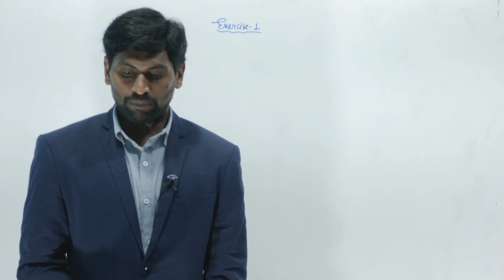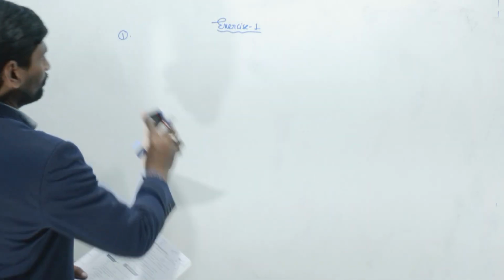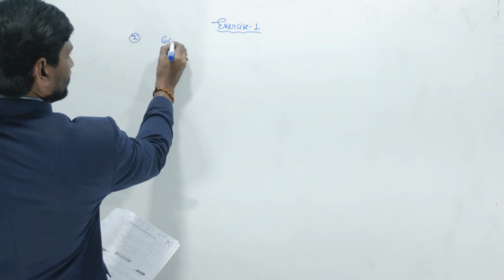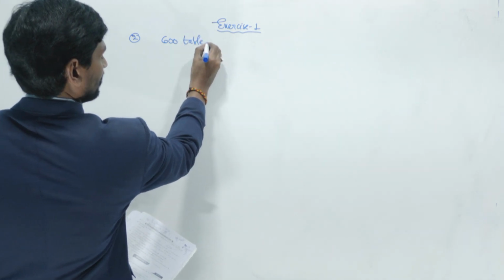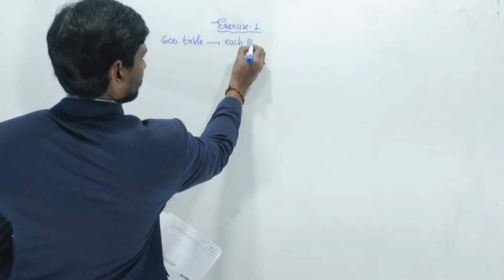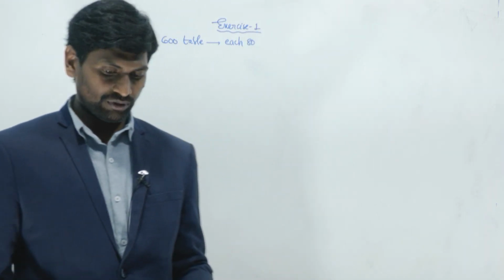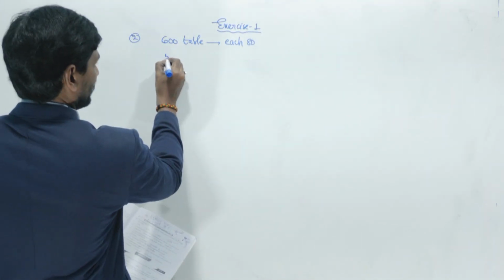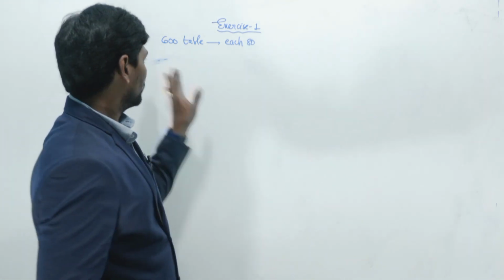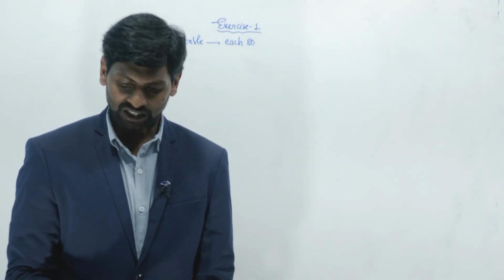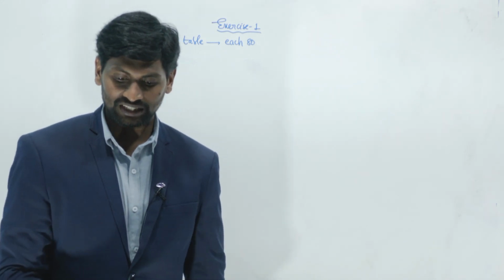Second problem: a man bought 600 tables at 80 rupees each. And he sold 500 of them at a profit of 10 rupees per table. In order to make a profit of 20% on the whole transaction, at what price should he sell the remaining tables?